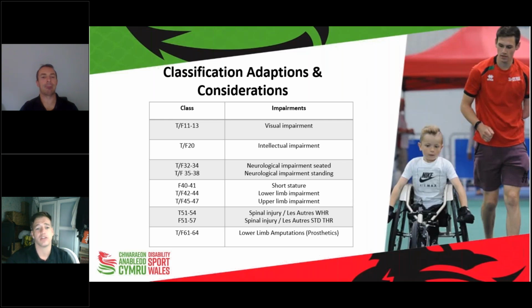When you get up to the 34s, this is your more ambulant individual with a neurological impairment. You may find that they may start by standing and throwing, but can actually benefit a lot more from actually seated and throwing. So that's just getting to know the athlete and progressing and coaching the athlete as you find them as they progress. Your 35s to 38s are your ambulant individuals with neurological impairments.